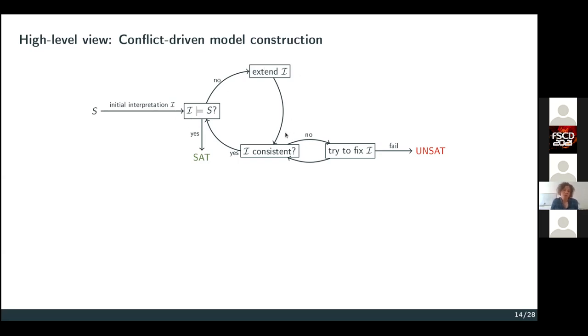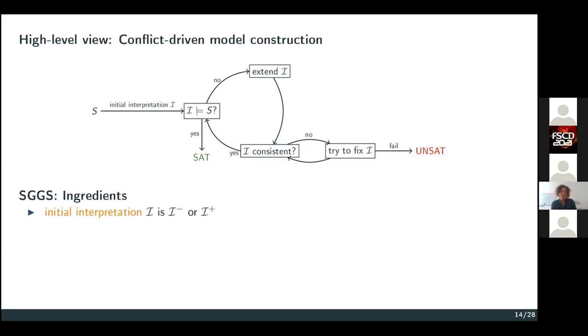If the interpretation constructed in this way is consistent, we can just keep going and repeat this loop. And otherwise, we try to fix the interpretation. If this works, we can keep repeating the loop. But it may also happen that at some point we cannot fix the interpretation anymore and we have to conclude unsatisfiability. So this is a very high level view.